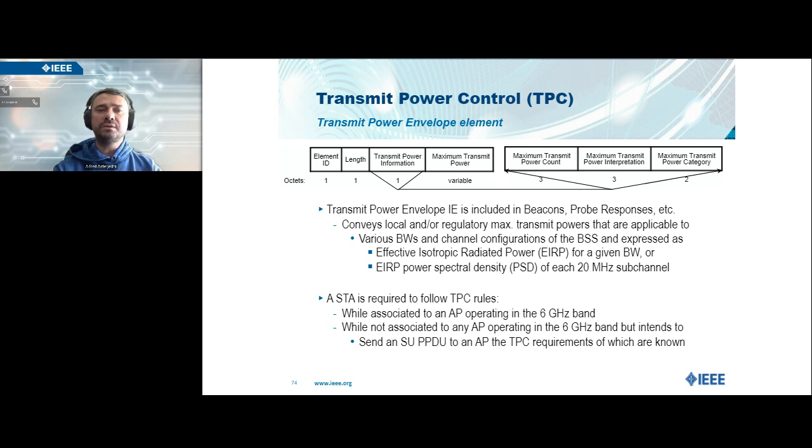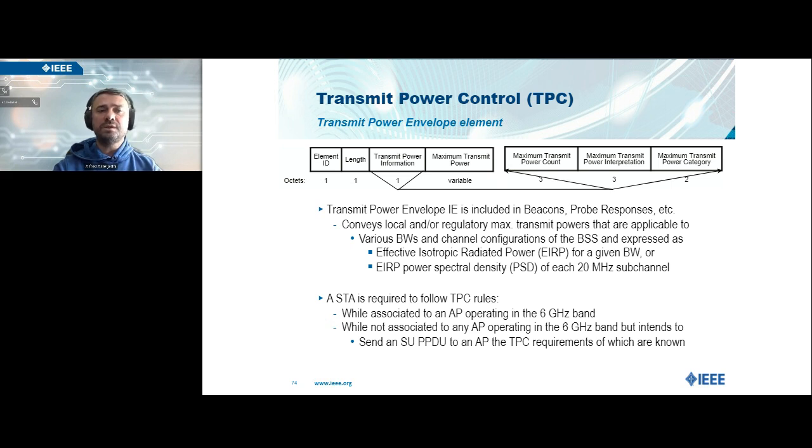And we have 2 different ways of providing this information. It's either with EIRP for a given full bandwidth, and we can have different combinations of 20, 40, 80, 160, or as a power spectral density, also in this case EIRP, for each of the 20 megahertz subchannels. So the second mode essentially allows even a non-uniform distribution of the power over the bandwidth.